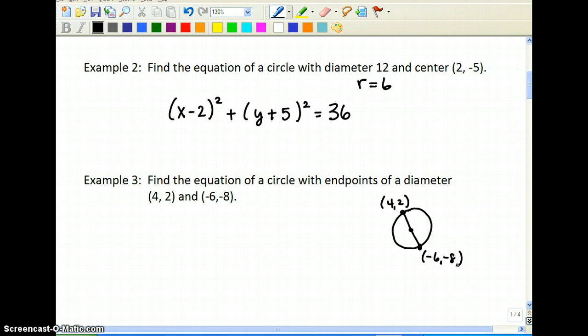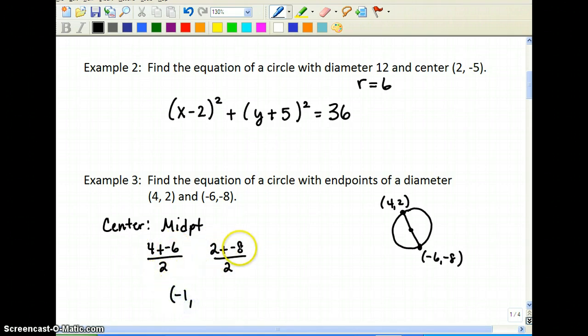Now what do we need to write the equation of the circle? We need the center. How would you find the center given that information? Well, the center would be the midpoint on the diameter. We know the midpoint formula is to add the x's, 4 plus -6, and divide by 2, and add the y's, 2 plus -8, divided by 2. That would be -2 over 2, which is -1, and this would be -6 over 2, which would be -3. So the center of our circle is (-1, -3).